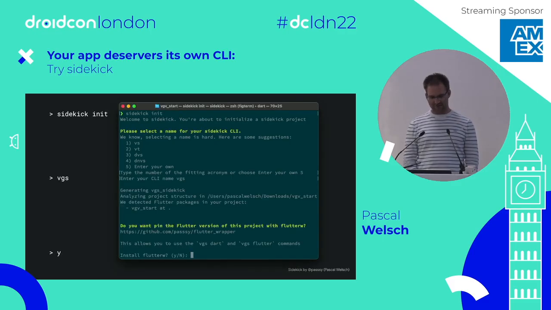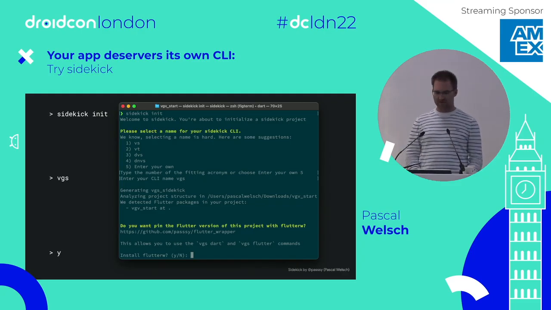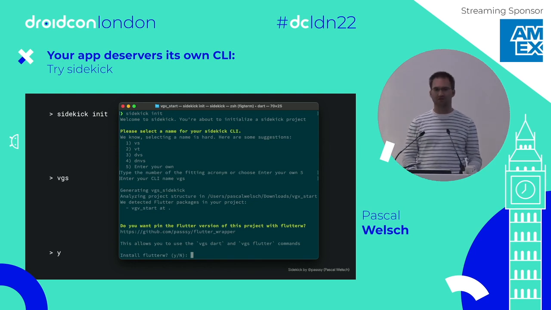In this case, I haven't found something good. I take VGS for this example today. And the next thing the CLI asks me is if I want to install the Flutter wrapper, which is a tool that helps you to pin the exact Flutter version in your project. Just make sure that the CI and your coworkers are all using the same version. And this is supported by the Sidekick CLI, that you can use a pinned version. If you don't want it, you can use the version on your system, but you are getting non-deterministic builds. That's usually bad.